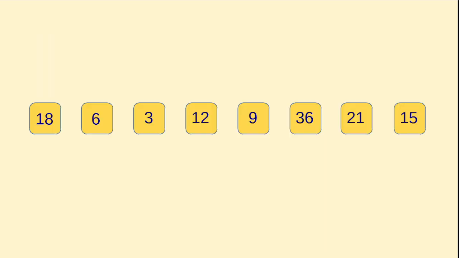Suppose we have these elements or data items in an array or linked list with the element values equal to 18, 6, 3, 12, 9, 36, 21 and 15. And suppose we want to arrange these elements in ascending order, or increasing order of their values, and we want to use a bubble sort algorithm for this purpose.